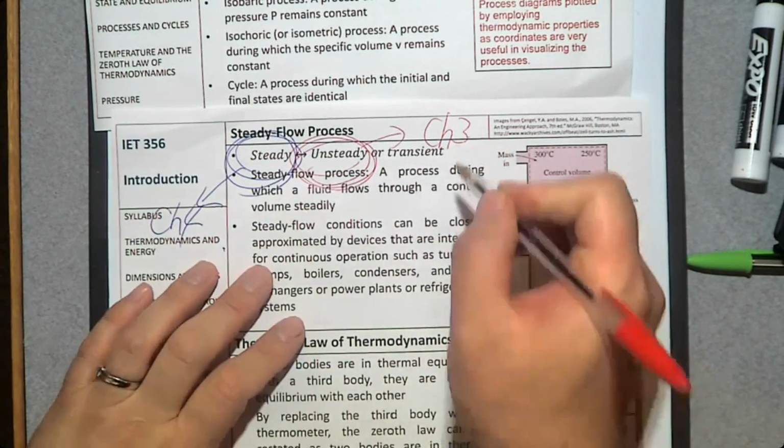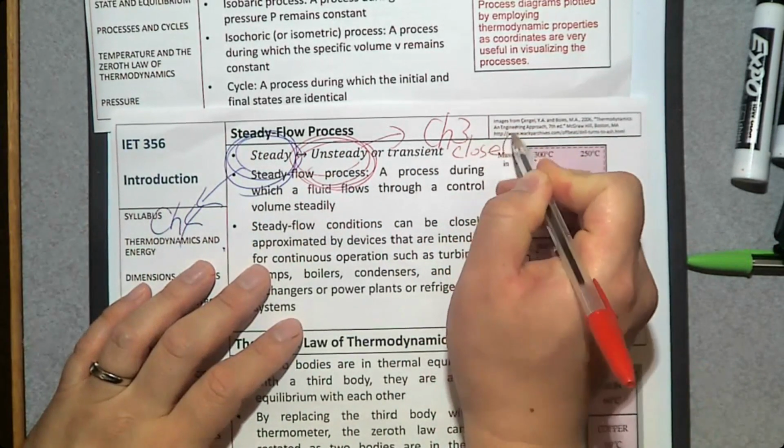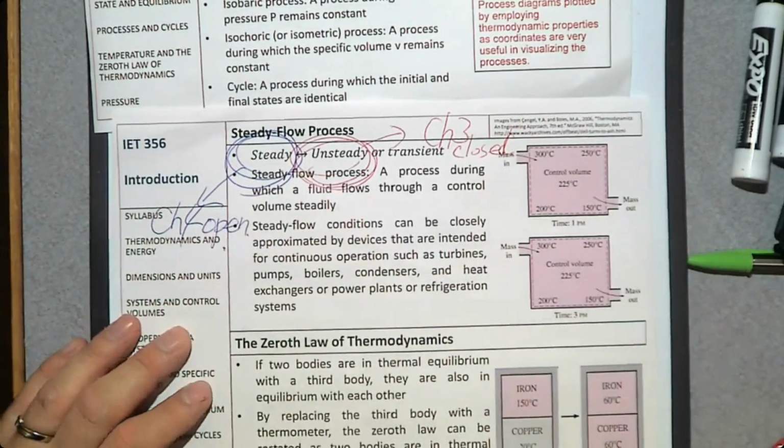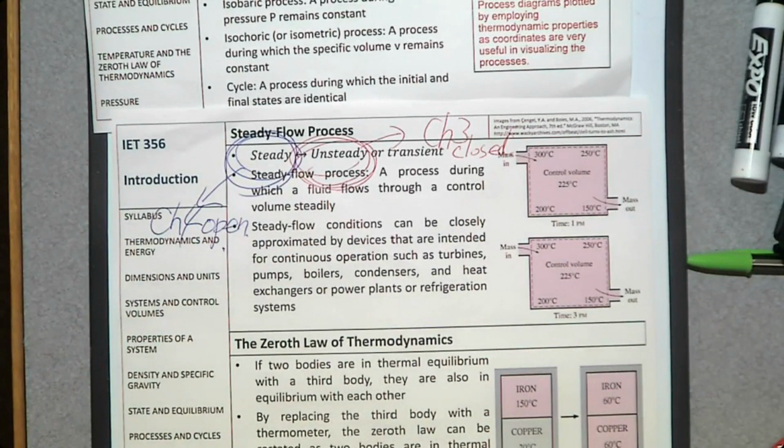Closed system, open system. So now we understand what steady and unsteady mean. If the property of interest changes in time, that means an unsteady process. If it doesn't change in time, it's a steady process. Then what do closed and open system mean? When there is a mass change in your system, it's an open system. When there is no mass change, it's a closed system.